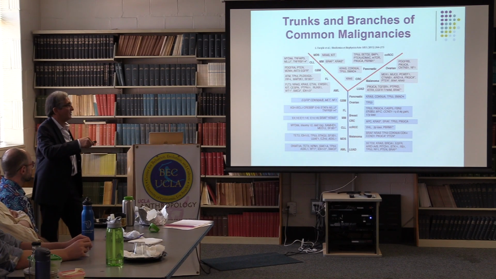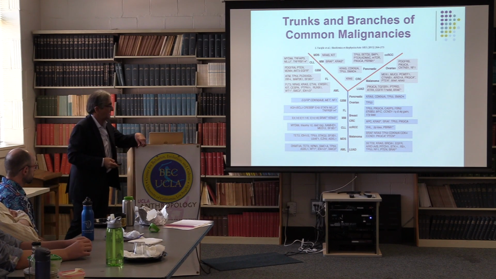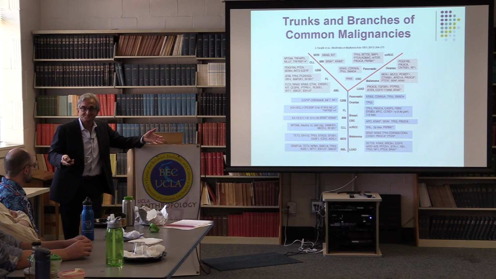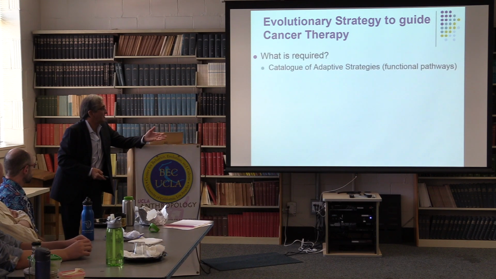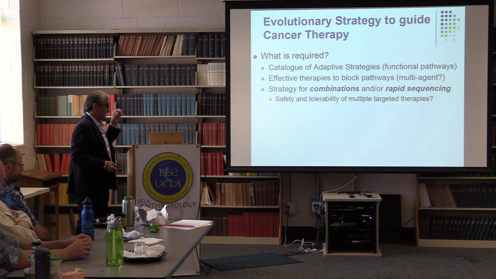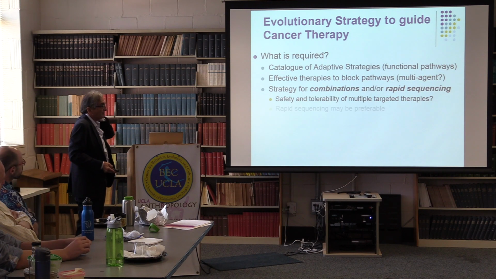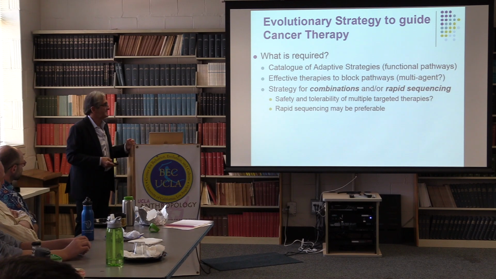And even the trunks are now understood. These are standing for different kinds of cancers, and we now know if you're a melanoma, these are the most likely trunk mutations, and if you're a lymphoma, these are the most likely branch mutations. So the catalog is being filled out. It's just a matter of using it. So we have the catalog, we're getting that. We need to effectively block those pathways, and we need to be able to give targeted therapies together in a safe way. Probably rapid sequencing or combinations.